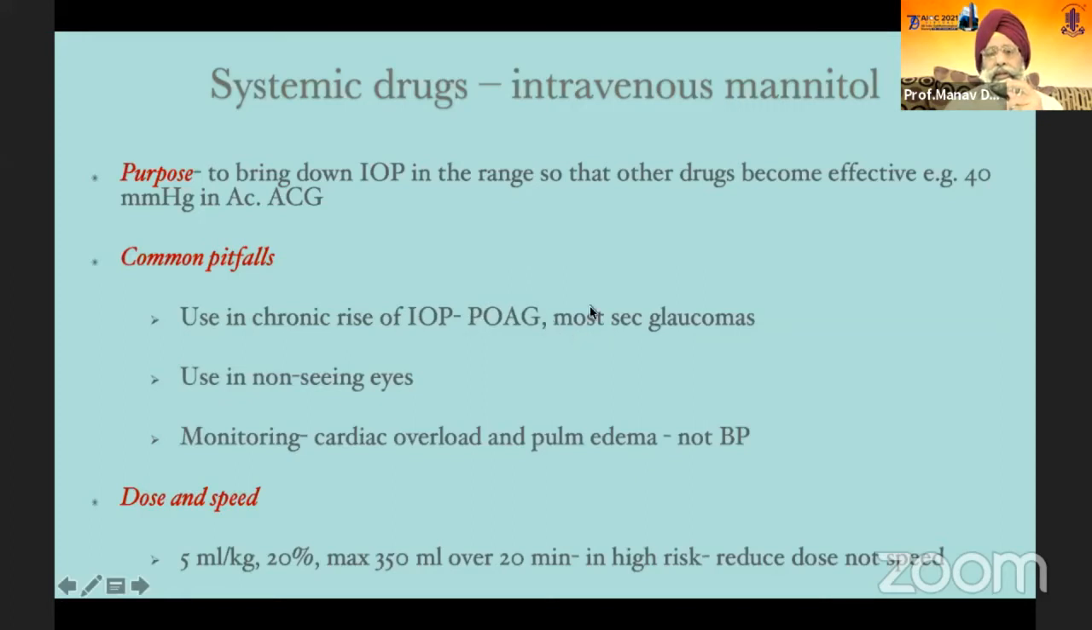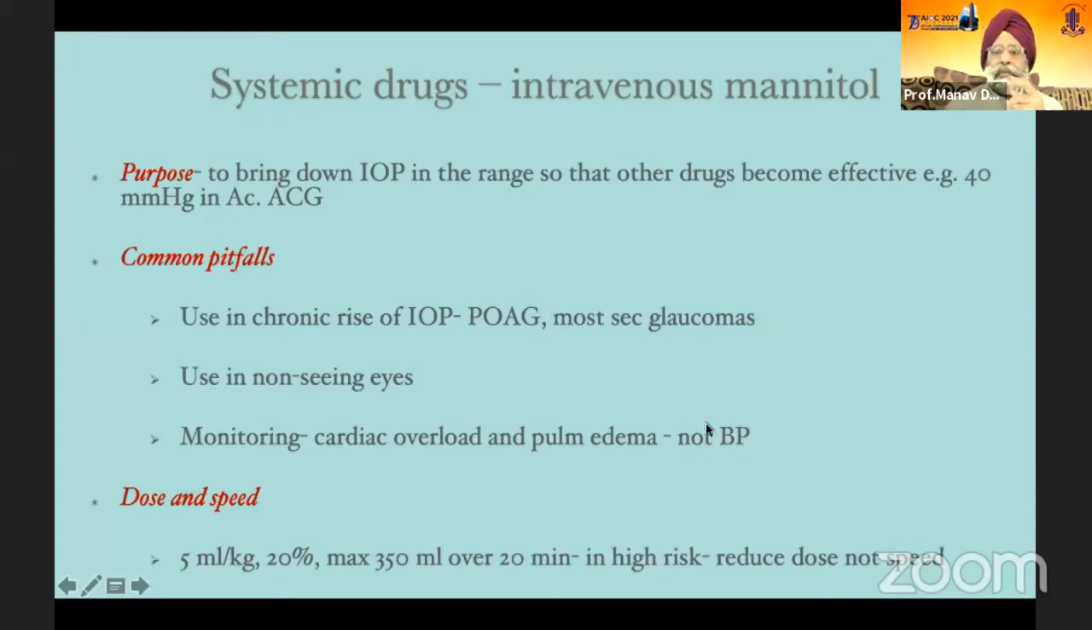It's a very toxic drug, and in most of the secondary glaucomas, this is not required. Its use in non-seeing eyes is also not required, and since it's a toxic drug, monitoring should be done. Monitoring is for cardiac overload or pulmonary edema. It is not for BP.